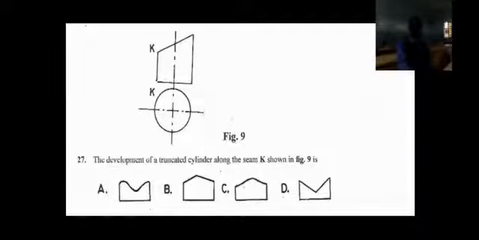Now, question number 27. It said the development of a truncated cylinder along the line KK, shown in figure 9, is what? When you develop this, if you cut this place, use your knife, cut this cylinder open and spread it, what you're going to get is C. Not any other thing, it is C. So the correct shape you're going to see is going to be C. The answer is C.